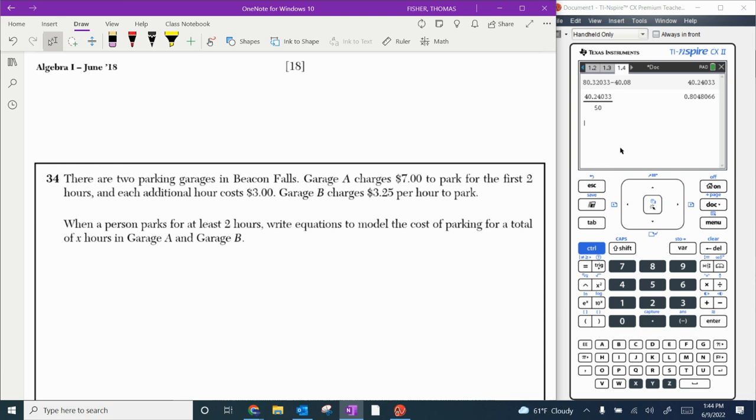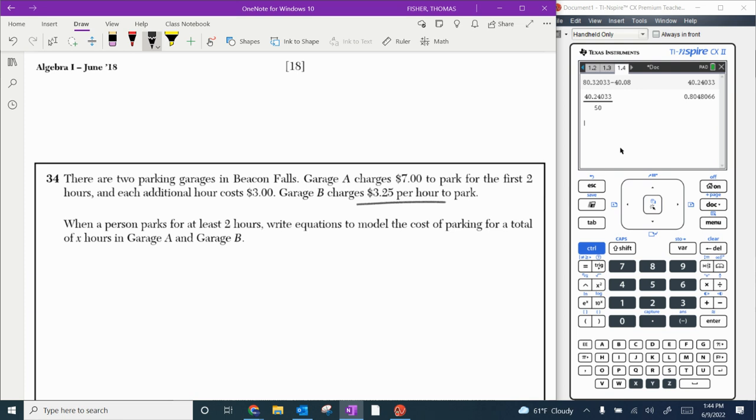For this one here, I don't love the wording of this question. I feel like it's a little bit unfair, the way it's worded, just because I feel like it's a little bit mean. So it says it charges $7 to park for the first 2 hours, and then each additional hour for garage A costs $3 per hour. Garage B is a flat $3.25 per hour. So when they park for at least 2 hours, write equations to model the cost in the parking lot for a total of X hours.